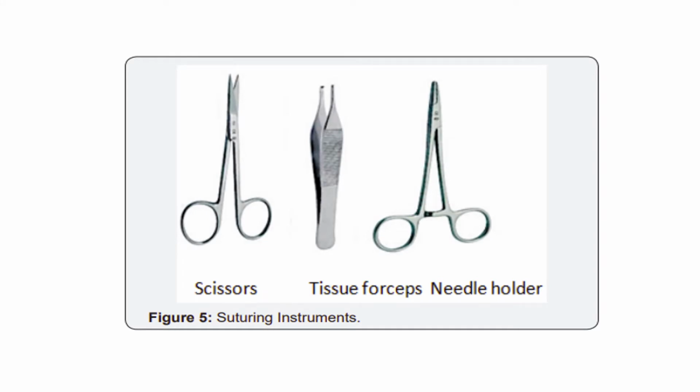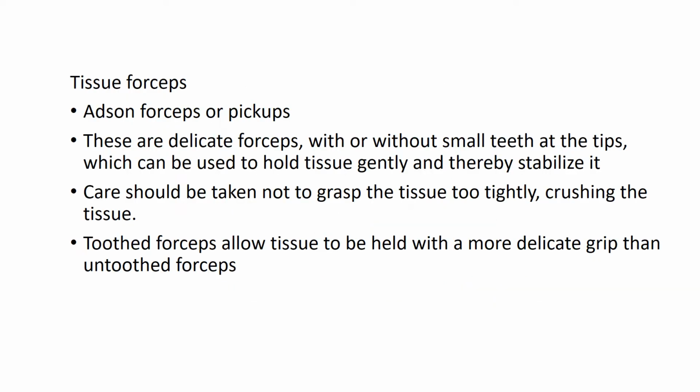Okay, so these are the suturing instruments needed: scissors, tissue forceps, and needle. For tissue forceps, the most commonly used is Adson forceps, also known as pickup. These are delicate forceps with or without small teeth at the tips, which can be used to hold tissue gently and thereby stabilize it. Care should be taken not to grasp the tissue too tightly, otherwise it will crush the tissue. Toothed forceps allow tissue to be held with a more delicate grip than untoothed forceps.